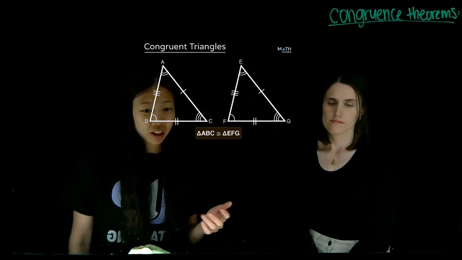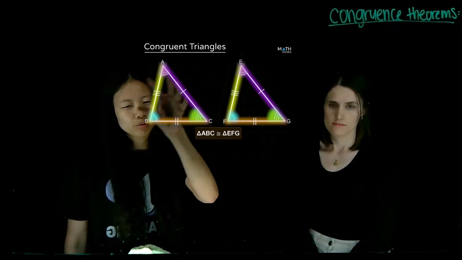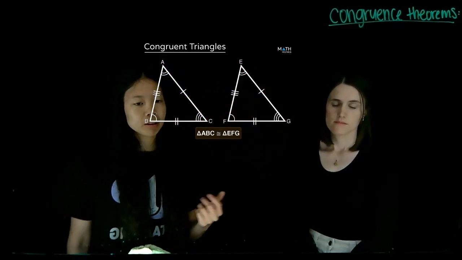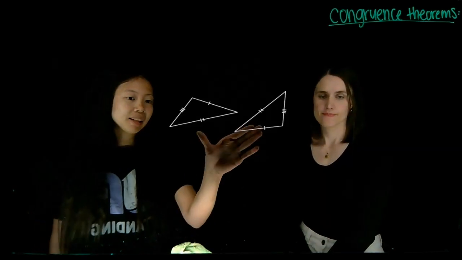It's kind of annoying though to have to check all three sides and all three angles to see if these triangles really are congruent. So today we're going to talk about some theorems that make it a little easier so we don't have to check all three sides and all three angles. All right, we got this set of triangles here.